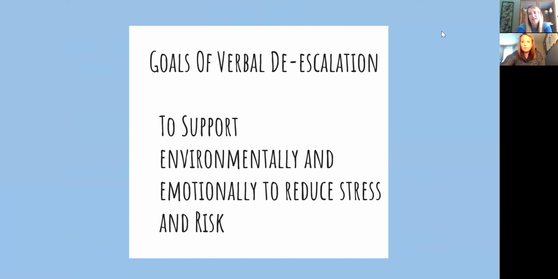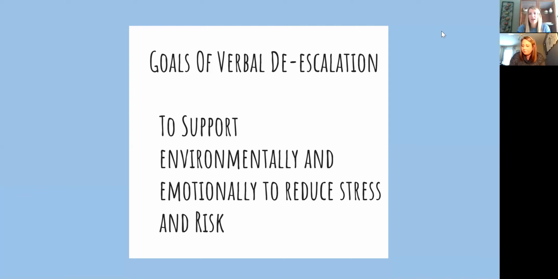So the goals of verbal de-escalation: you have to think about two different things with students as far as our interactions with them. There are always those things going on internally, emotionally with them. We want to try and keep them at their baseline, keep them calm, reduce any stress or risk, but we also have to be aware of what's going on in the environment. So many times we can see their behavior, so we might be able to know something's going on internally, but oftentimes those things are triggered by things going on in the environment.